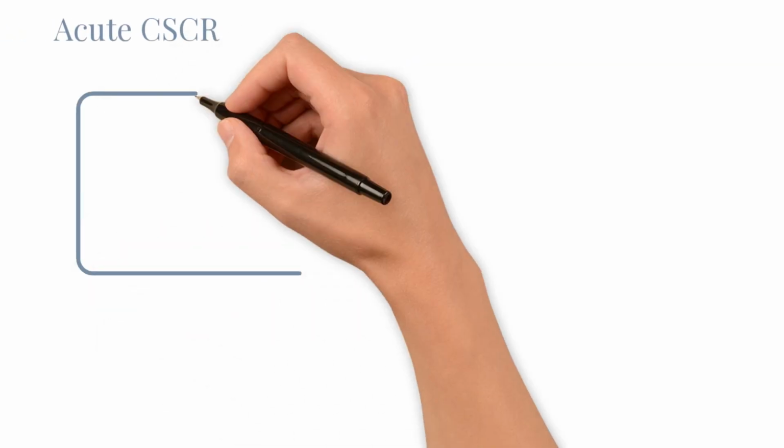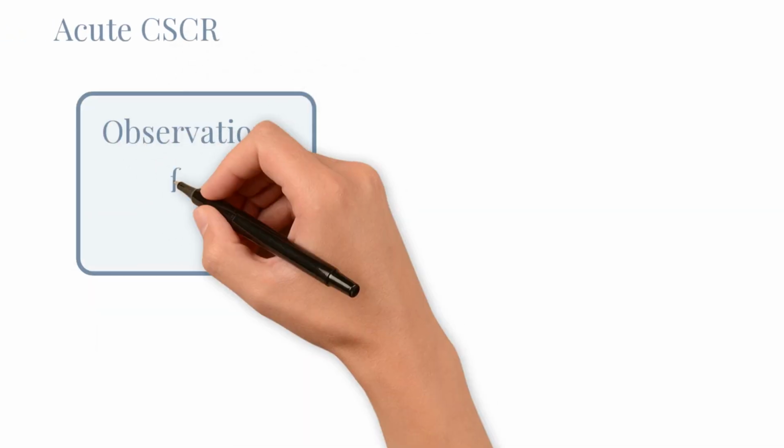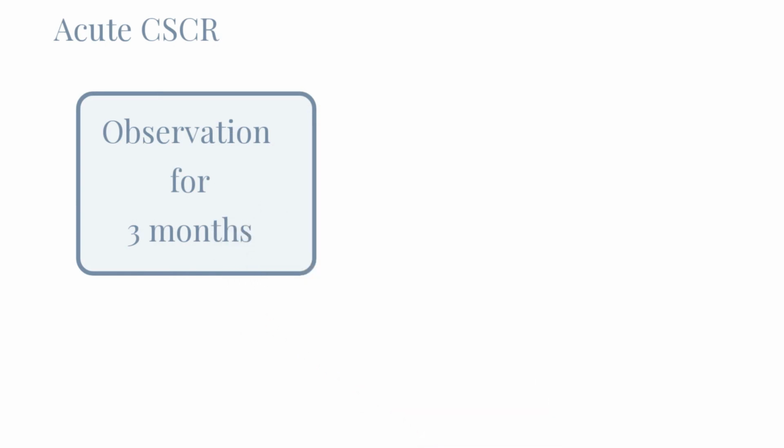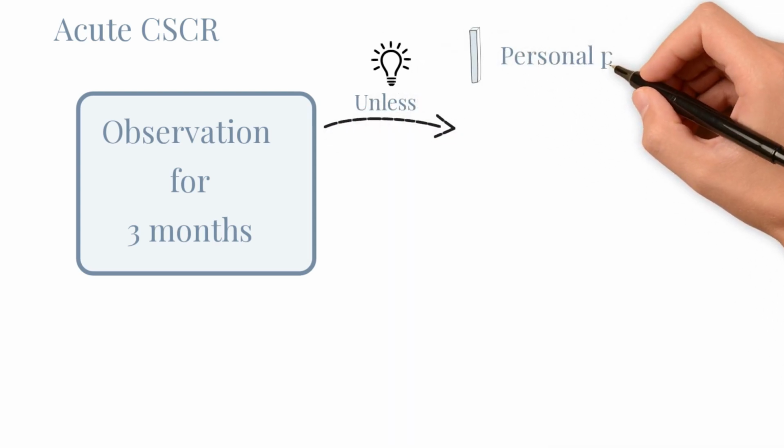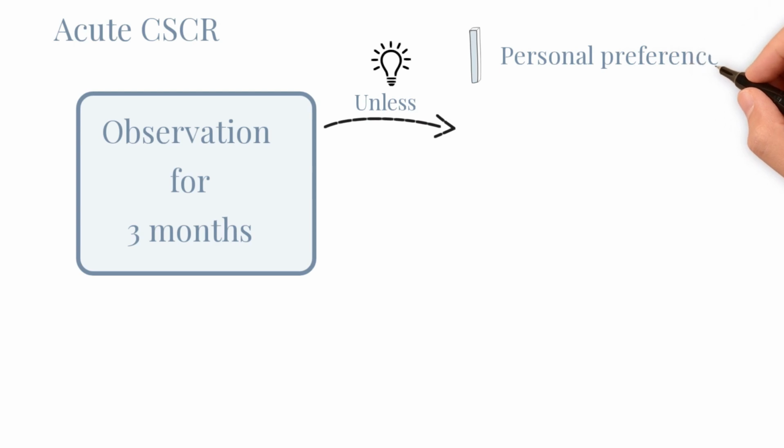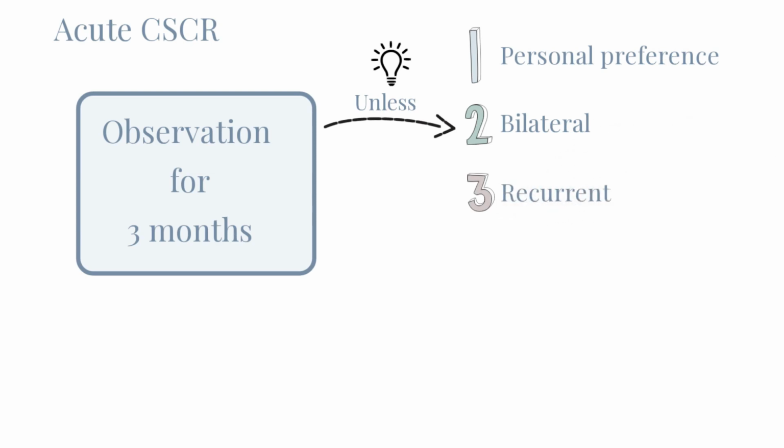In acute CSCR, observation during the first 3 months is the most widely used strategy because of the high rate of spontaneous subretinal fluid resolution. Unless personal preference for treatment, such as professional reliance on optimal vision, indicates rapid intervention. Bilateral disease activity. Recurrent episodes.